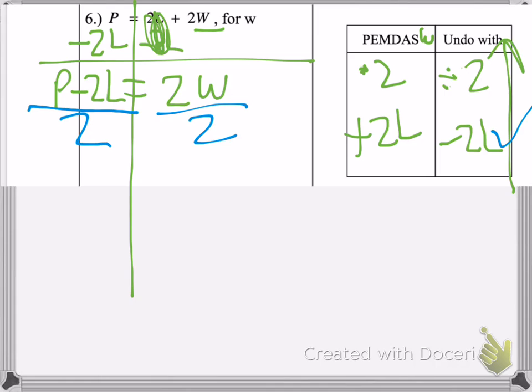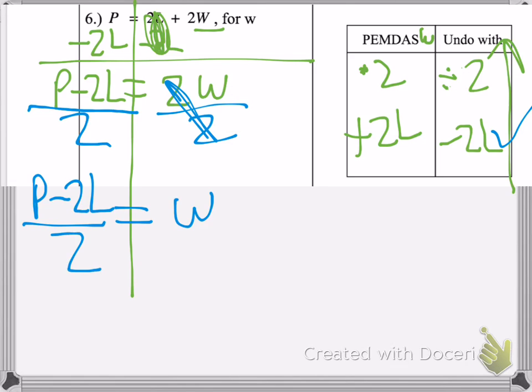So if I do 2 divided by 2, that's just 1. We're left with W. And then we've got P minus 2L divided by 2. Okay, we divided the entire side. That's kind of tricky for some people. Just remember that whatever we're doing to one side, we do to the other side. So that's the only kind of new thing.